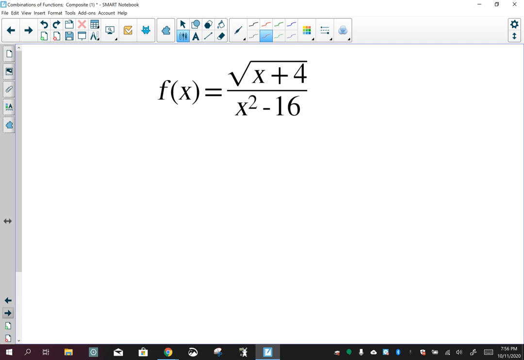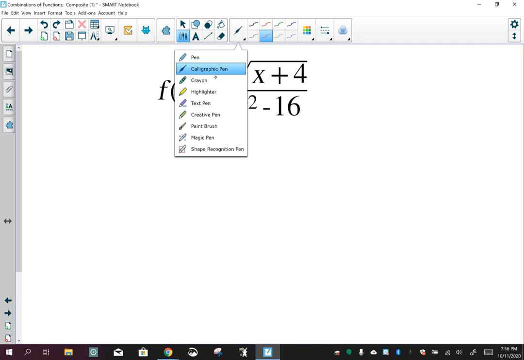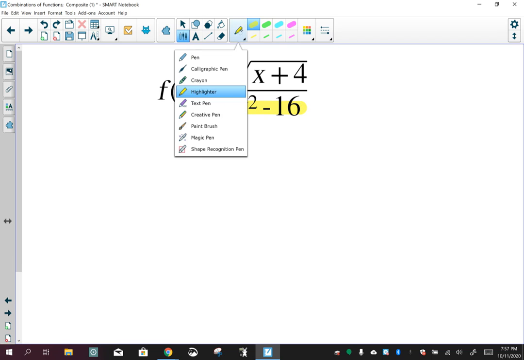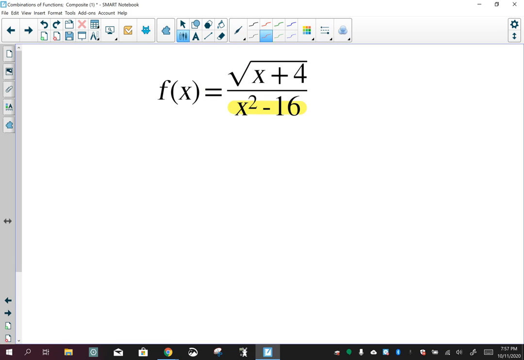So, again, I'm going to start here with my denominator, this piece right here. So I'm going to start there, and I'm going to say, okay, so I've got x squared minus 16. That's going to equal 0. So x squared is equal to a positive 16, so my x is equal to plus or minus 4.